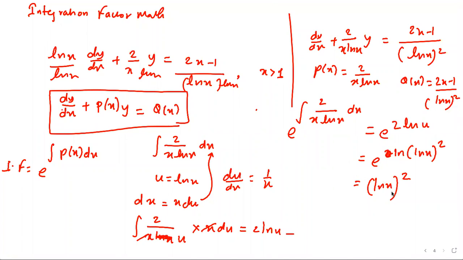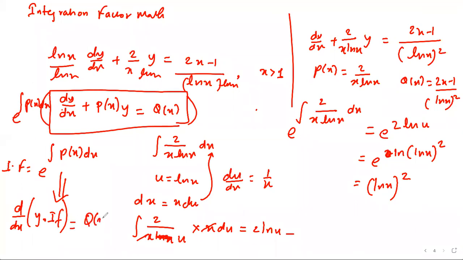So after this step, once you find the integration factor, ideally you multiply both sides by the integration factor. So you multiply by e to the power integration p of x dx, both sides. As a result, you will notice something interesting. You'll get the left-hand side as the derivative of y times the integration factor equals q of x times the integration factor. This is the magic of using the integration factor.